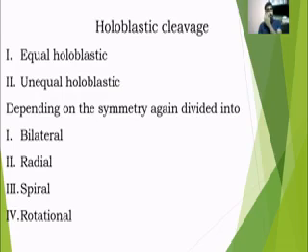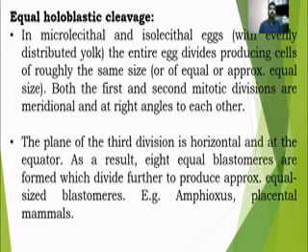And when I see the holoblastic cleavage, again this holoblastic cleavage is divided into equal holoblastic and unequal holoblastic, and it depends on the symmetry. Again we divided this on the basis of the manner in which the cell or the blastomeres divided, and they are further divided into bilateral, radial, spiral, and rotational. We will see into the next cleavage.